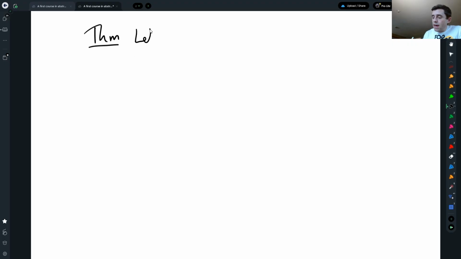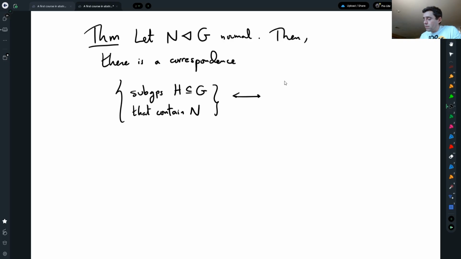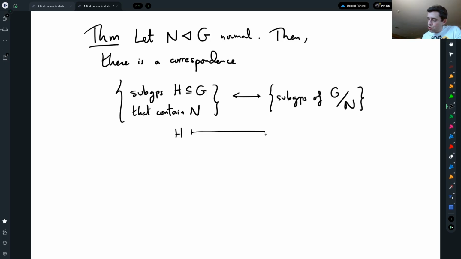So it says the following: let N be a normal subgroup of group G. Then there is a correspondence between the subgroups H of G that contain N and the subgroups of the quotient G modulo N. And the correspondence takes H to H modulo N.